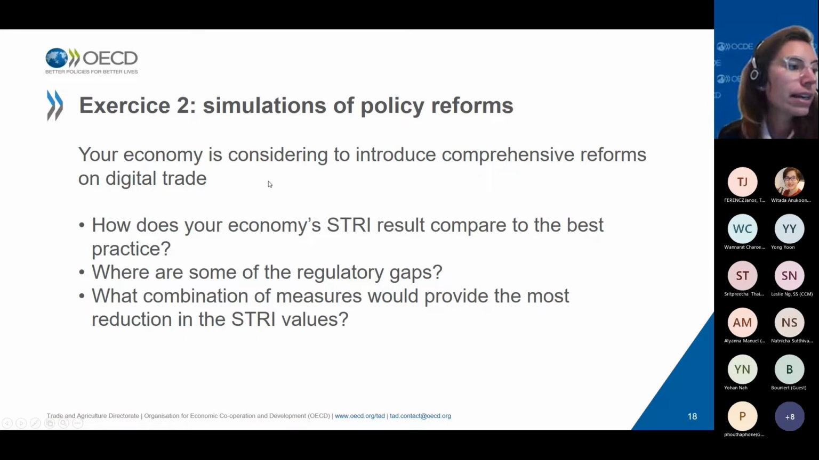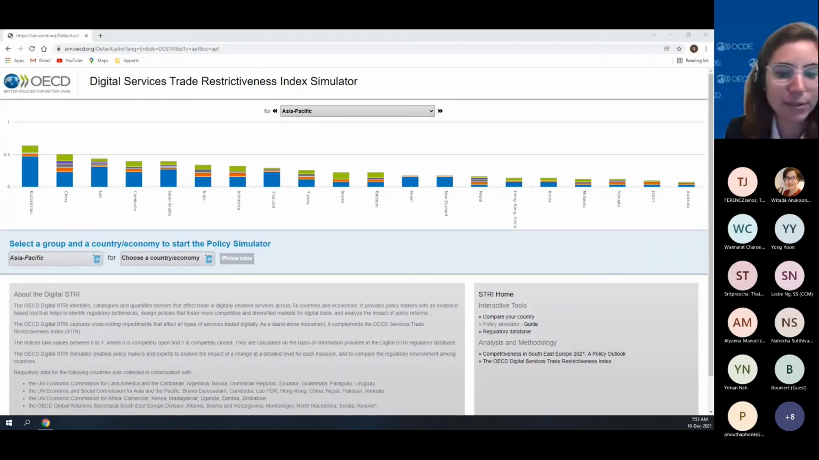Here it also asks you to select a target economy and then to go answering each of these three questions. The first one is, how does your economy's STRI result compare to the best practice? Then we're going to see what the regulatory gaps are. And in the end, what combination of measures would provide the most reduction in the STRI value? And we will also cover your very good question, Irwin, on the benchmark. So I'm going to go again to the simulator.